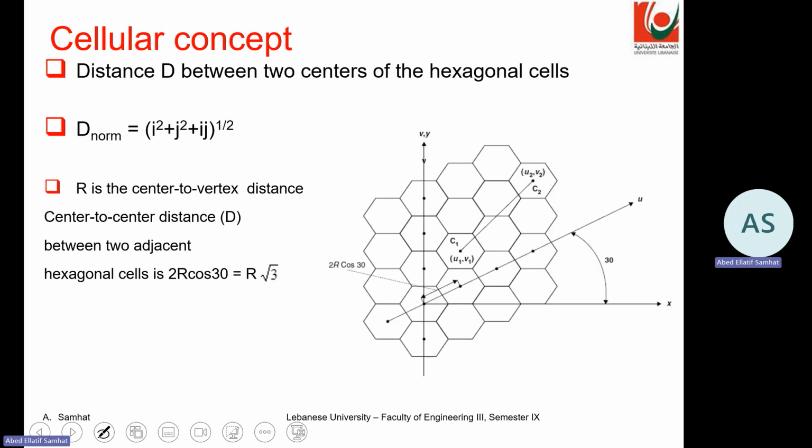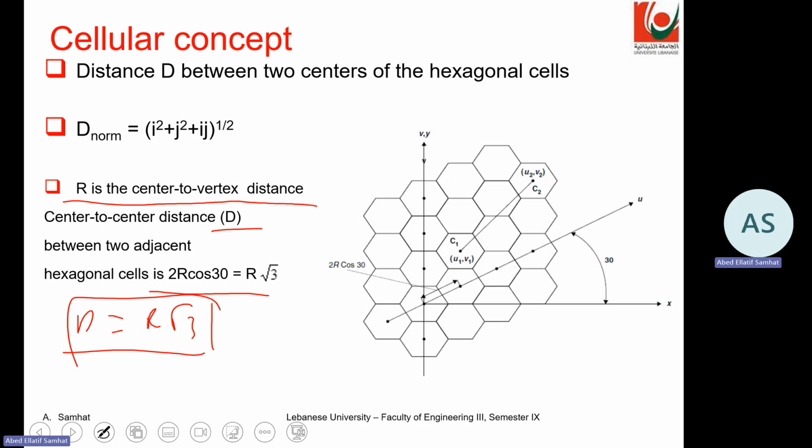So here, if you want to calculate the distance between two centers, it's a geometric calculation, because here it's an approximation. If R is the center to vertex distance, and we want to find D, which is the distance from the center to center of two cells, we can make some geometry formulation, and we find that the relation is that the distance is equal to R radical 3. Okay, this is the distance between two adjacent hexagonal cells.